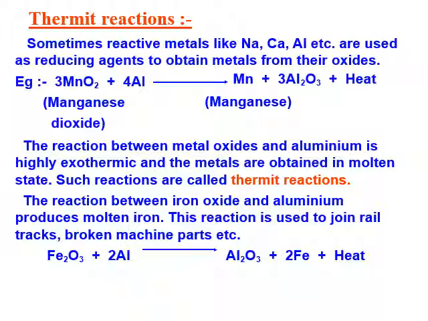The reaction between metal oxide and aluminium is highly exothermic, or it liberates heat in a large quantity, and the metals are obtained in molten state. Such reaction is known as thermit reaction. The reaction between iron oxide and aluminium produces molten iron. This reaction is used to join rail tracks, broken machine parts, etc.